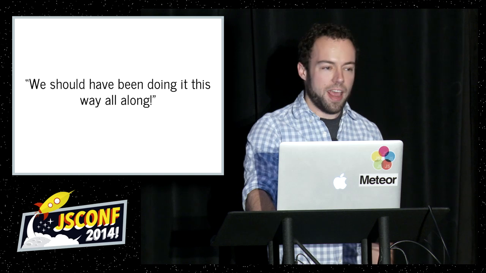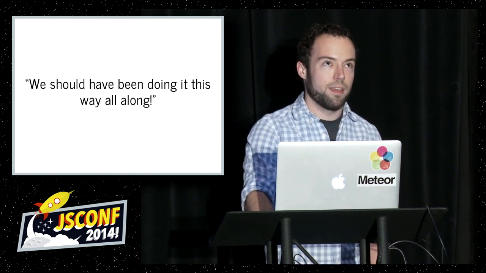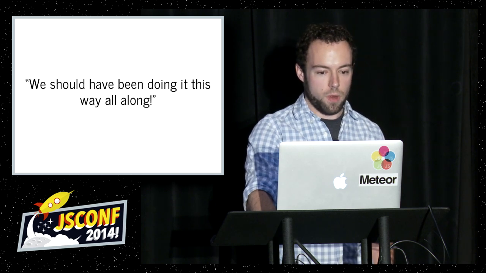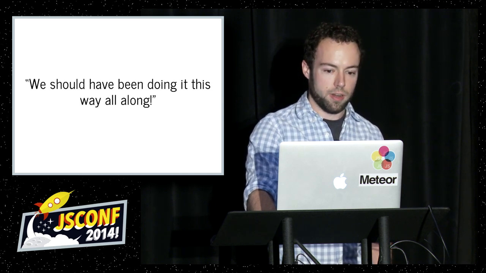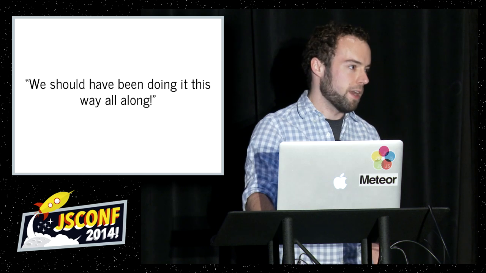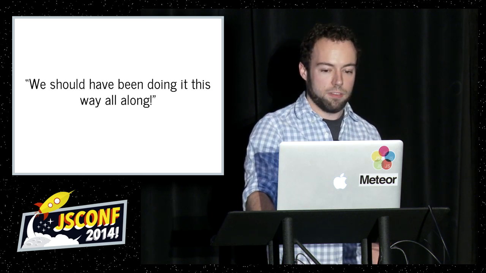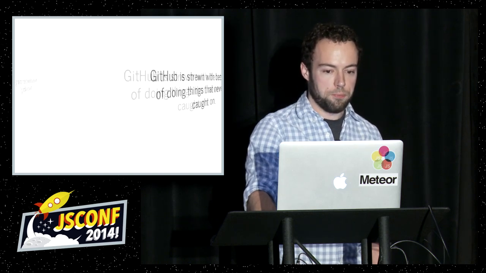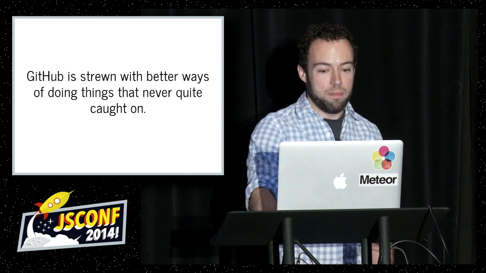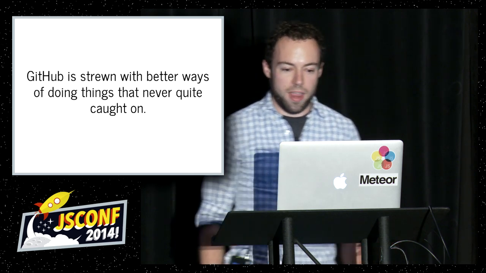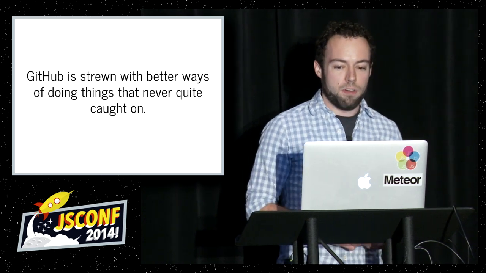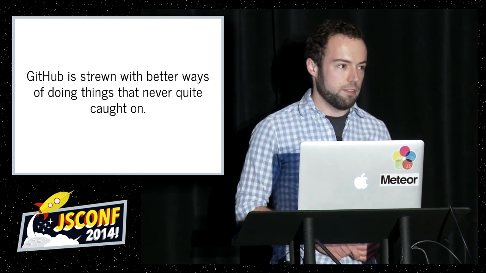so calls to action, right, are something we often feel like issuing when we've built something that we're proud of. We think other people should use it. We think it's a better way of doing things than the way things have been done in the past. And we want to tell ourselves that we and everybody else should have been doing it this way all along. And GitHub is indeed littered with better ways of doing things, really better ways for someone of doing something that never quite caught on. And why is that?